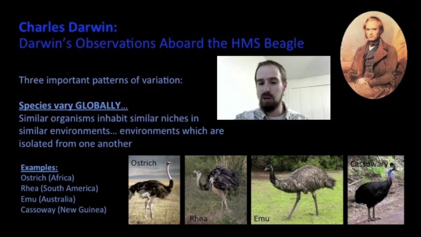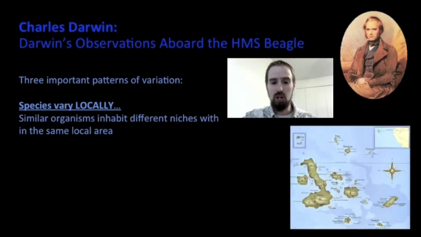Could these organisms be related to one another? And if so, what is the nature of this relationship? And how did they come to be different in some ways, while they maintain striking similarities in others? In addition to varying globally, Darwin also noticed that species vary locally.